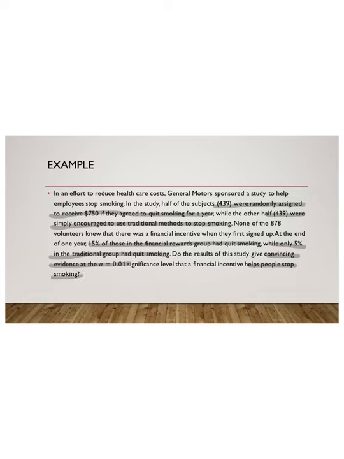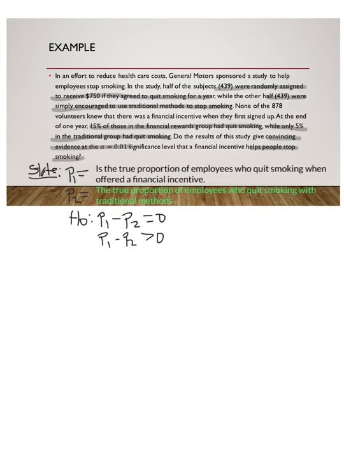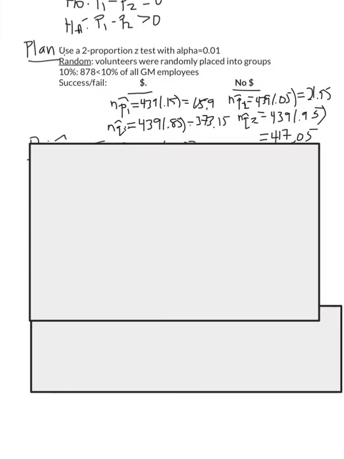And we're going to go through our 4 steps. For our state step, we're going to say P1 is the true proportion of employees who quit smoking when offered a financial incentive. Our P sub 2 is going to be the true proportion of employees who quit smoking with traditional methods. Our null hypothesis is going to be P1 minus P2 equals 0. And our alternative, because we want to see if the financial incentive increases the rate of smokers who quit, we're going to use P1 minus P2 is greater than 0. For our plan step, we're going to use a two proportion z-test with an alpha of 0.01.